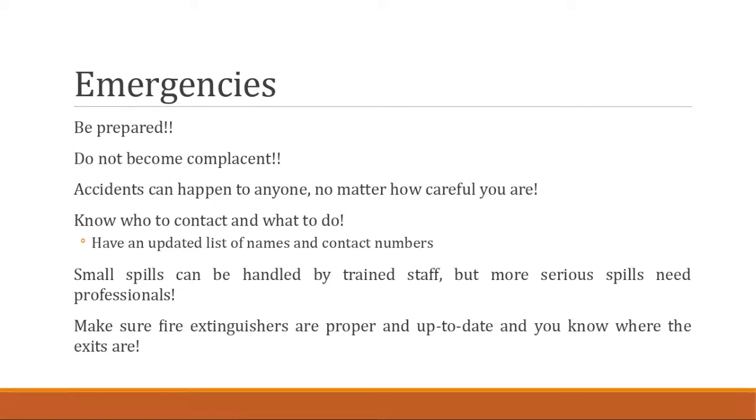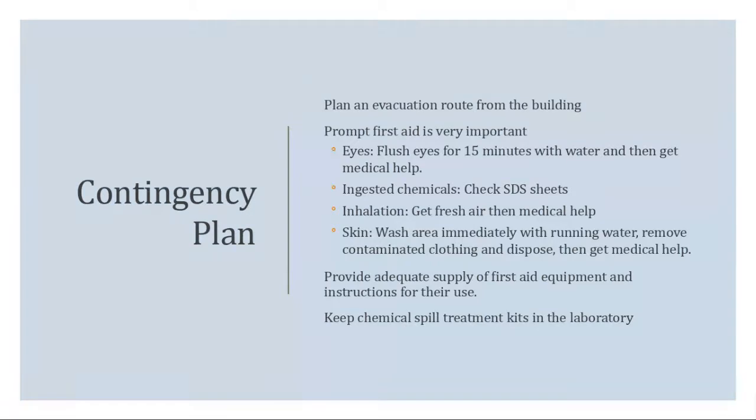One of the things that you'll need to know is who to contact and what to do, especially if you're in a lab with somebody and an accident happens to them. You have to know how to treat them. Make sure the small spills can be handled by trained staff, and for larger serious spills, you know who to contact for the professionals. We do have fire extinguishers, and know where your exits are just in case it's something that is very hazardous to the area. Contingency plans, just in case anything happens. Make sure you have an evacuation plan to get out of the building. We'll talk about that when we get into the lab.